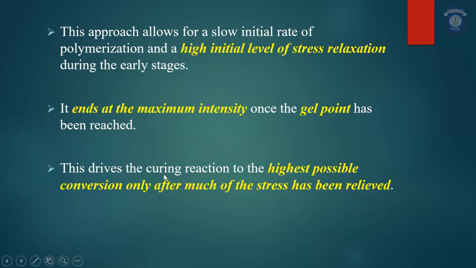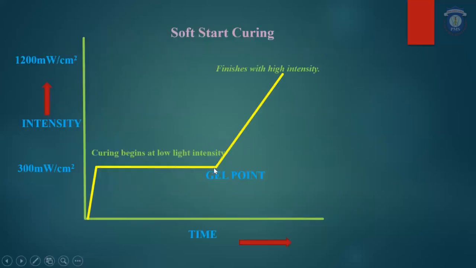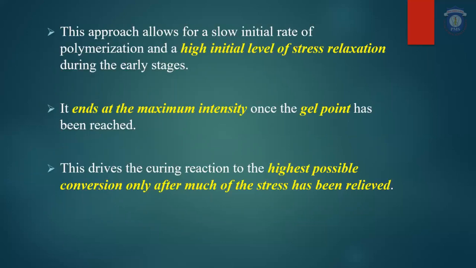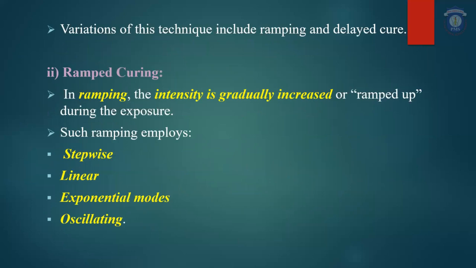So this will drive the curing reaction to the highest possible conversion only after much of the stress has been relieved. So before reaching the gel point, a large amount of shrinkage stress has been relieved by the composite resin, and only then does the maximum conversion take place. So that is the advantage of soft start curing.